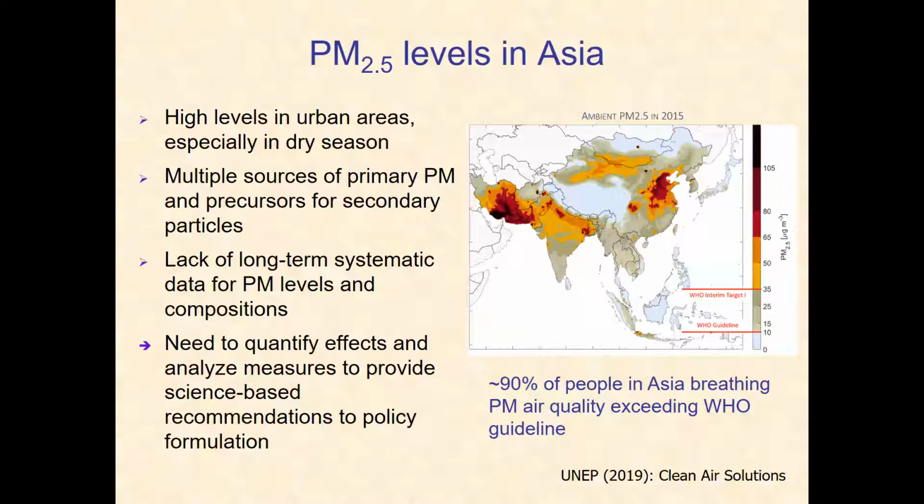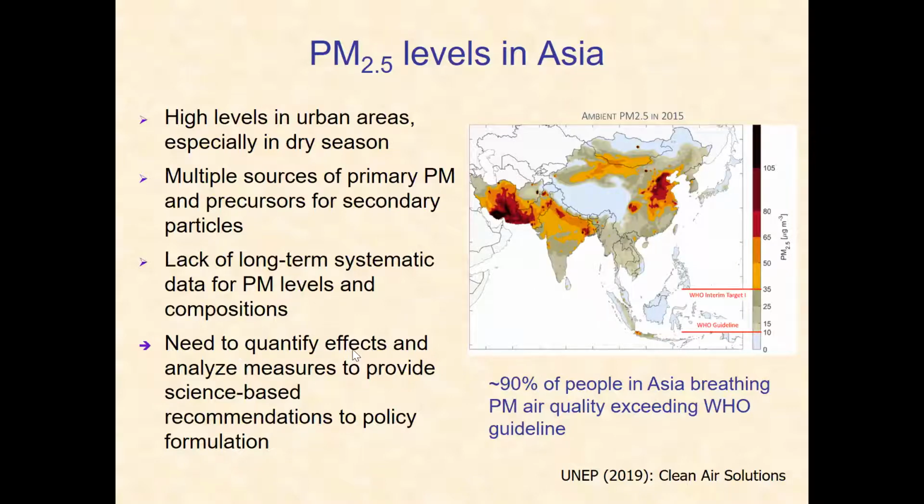Okay. So overall in Asia, PM level is very high. As you can see here, this is from the UNEP Clean Air Solution Report that was released last year. And this is ambient PM level in 2015. You can see dark color here where the level is above 100 micrograms per cubic meter. We call it the population weighted concentration level. And you can see here over India and China, we see a lot of darker color showing high level. And in fact, 90% of people in Asia are breathing PM air quality exceeding WHO guidelines. The guideline is 10 micrograms per cubic meter annual level.